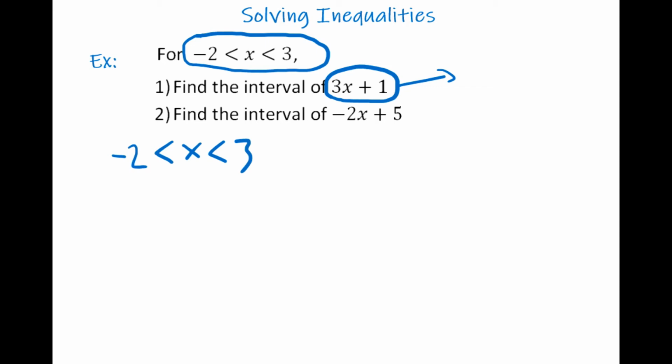And in order to get that expression, x is multiplied by 3. So let's multiply all sides by 3, guys. And once you do it, 3 times negative 2 is going to be negative 6, and that is less than 3x, and that is less than 9.